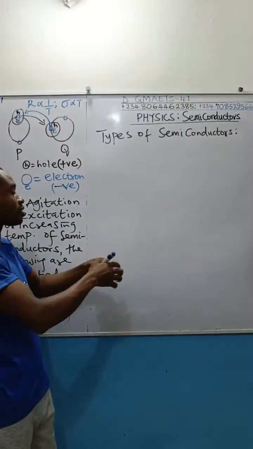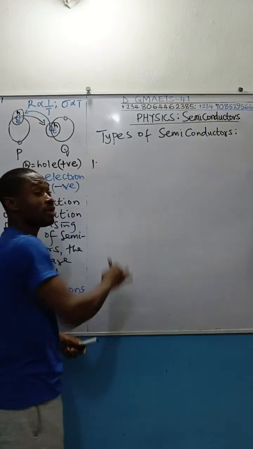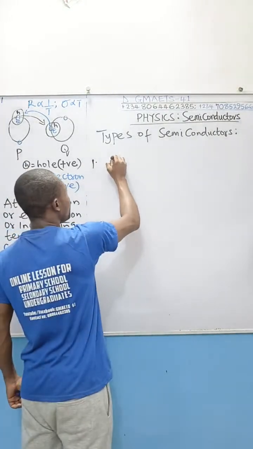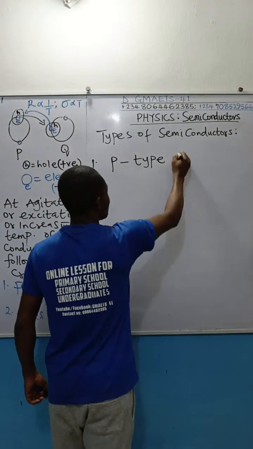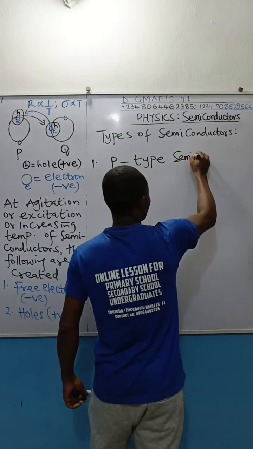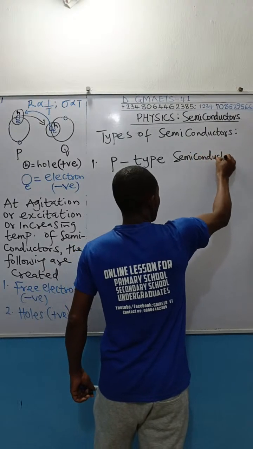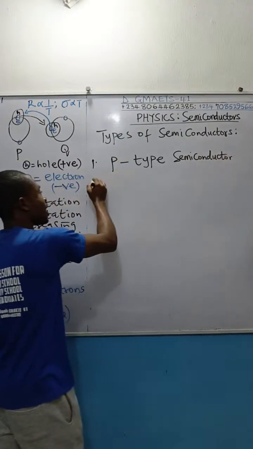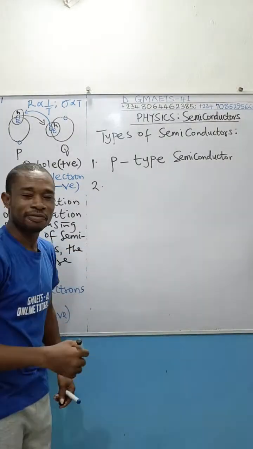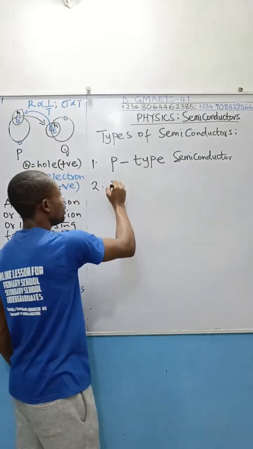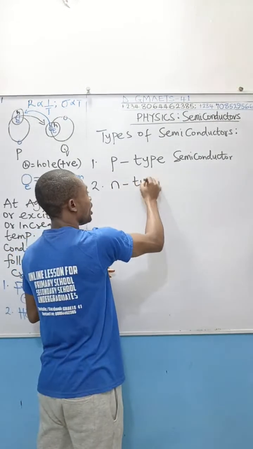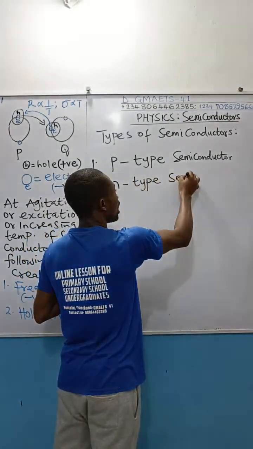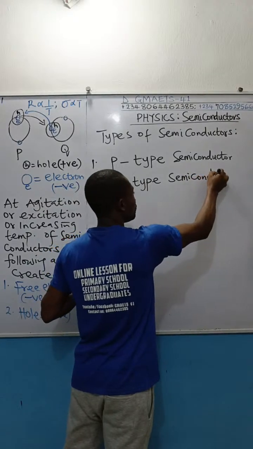So let us look at the types of semiconductors. There are 2 main types. We have the P-type semiconductor. And then, of course, if we have the P-type, that P there means positive type. Positive type. And then we have N-type. That N-type means negative type semiconductor.